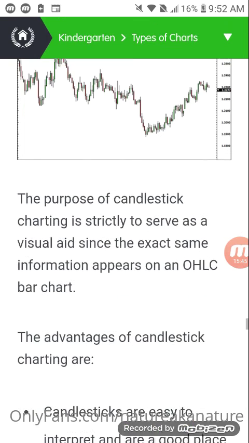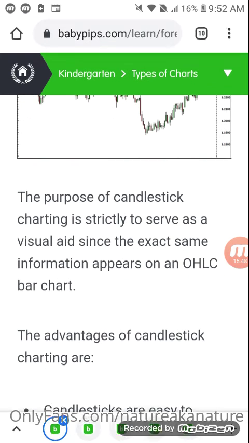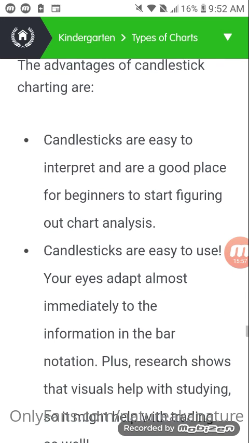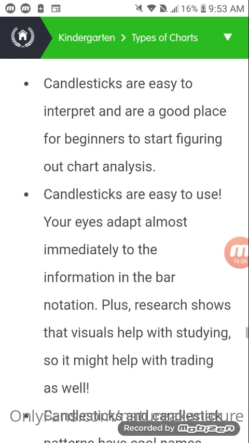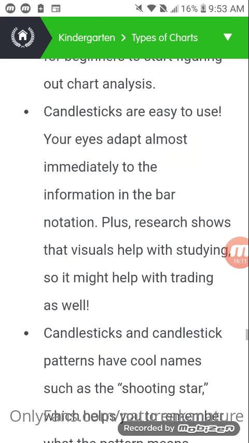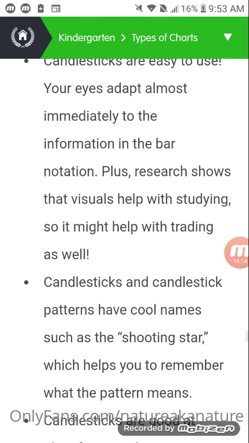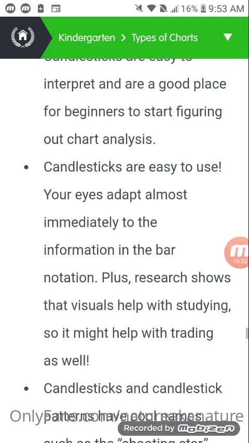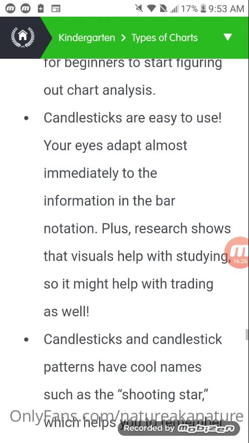So the purpose of candlestick charting is strictly to serve as a visual aid, since the exact information is the same as on the OHLC bar chart. But the advantages of candlestick charting are that candlesticks are easy to interpret and are a good place for beginners to start figuring out chart analysis. Your eyes adapt almost immediately to the information in the bar notation. Plus, researchers show that visuals help with studying, so it might help with trading as well.